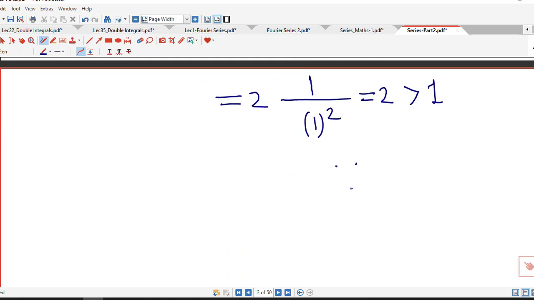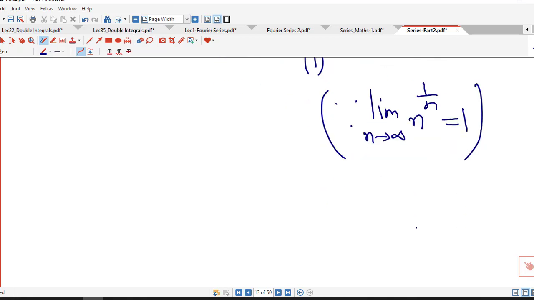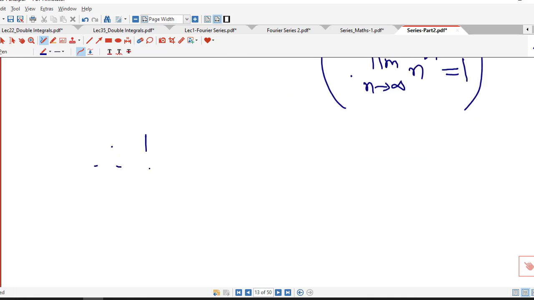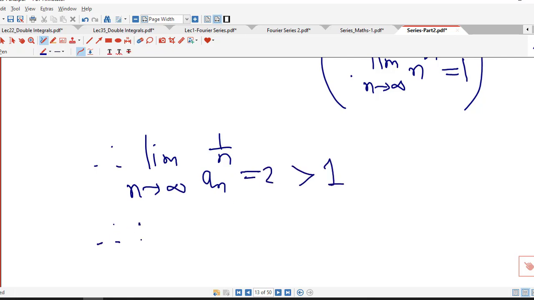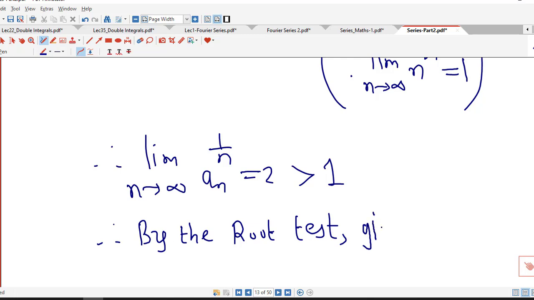So here we are using the fact that the limit of n raised to 1 by n as n tends to infinity is always 1. So the limit of the nth root of the nth term is equal to 2, which is greater than 1. Therefore, by the root test, the given series is divergent.